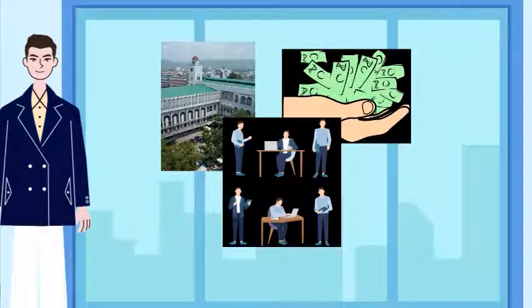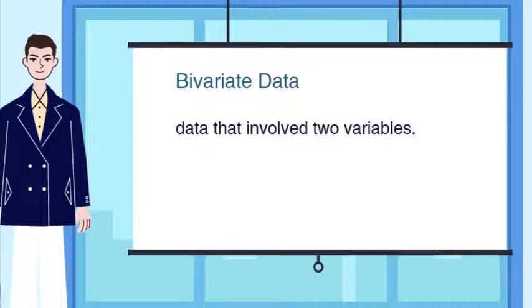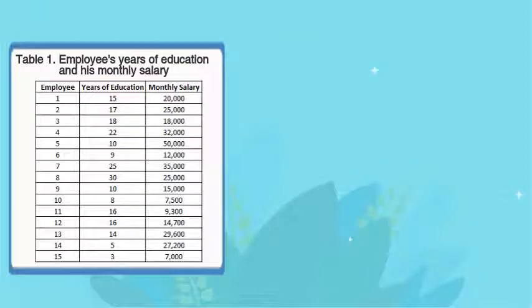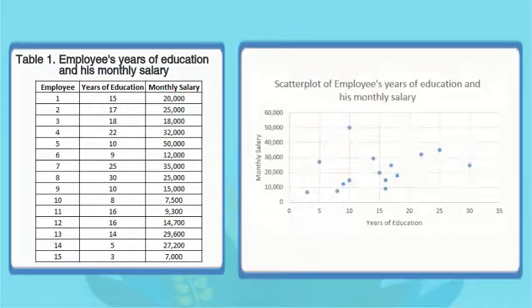The data that we require is essentially bivariate data, data that involve two variables. Assume we surveyed 15 employees, as shown in Table 1. Now, to see the pattern of this bivariate data directly, you must use a scatter plot. This graph shows variables relationships. It uses dots to represent two numeric variables.